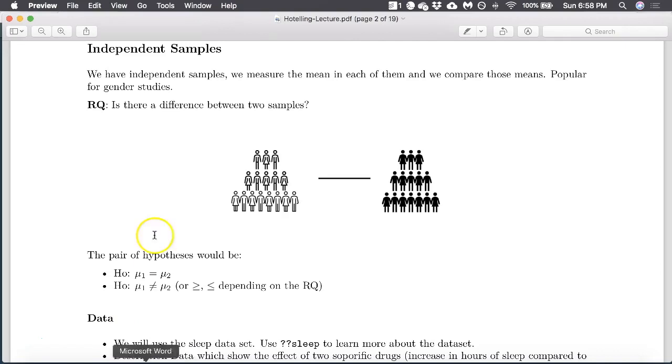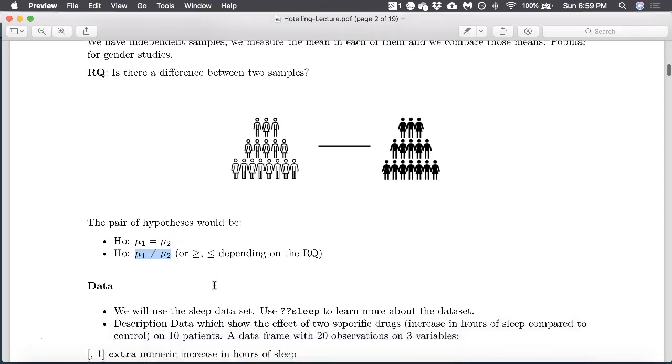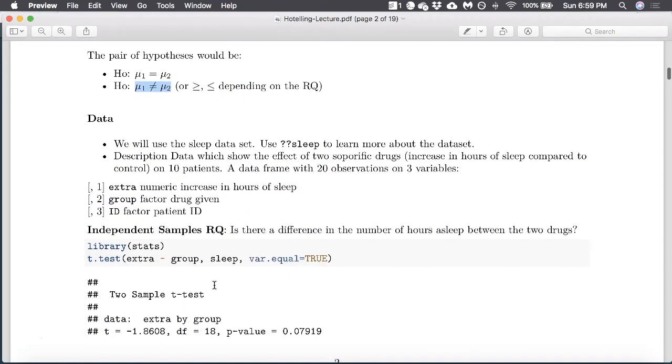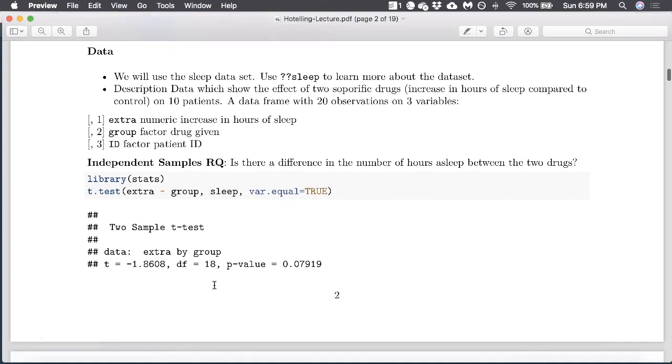The pair of hypotheses, you would have the null, where you're saying that they're equal, there's no difference between the groups, and then the alternative is saying that there is a difference. And you can have just the difference, you don't know the direction, or greater or less than, depending on the research question. So I use the data set sleep for this next example.